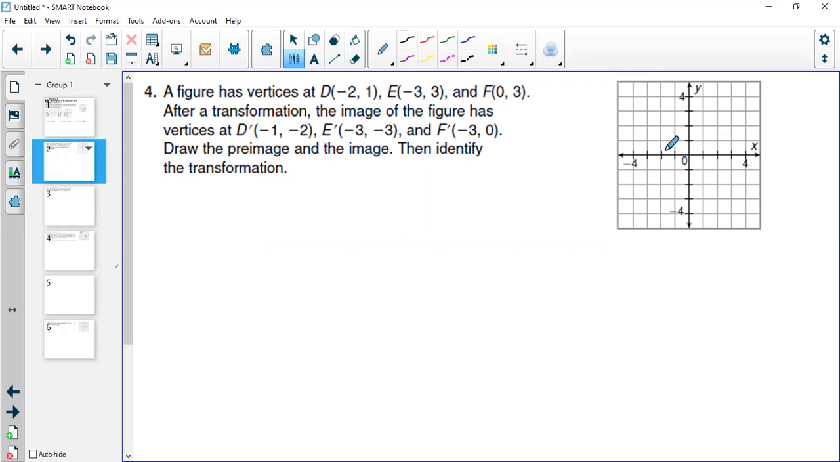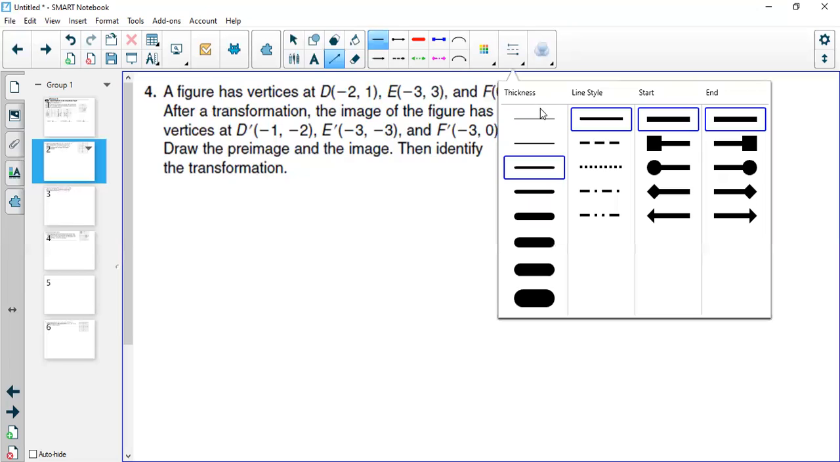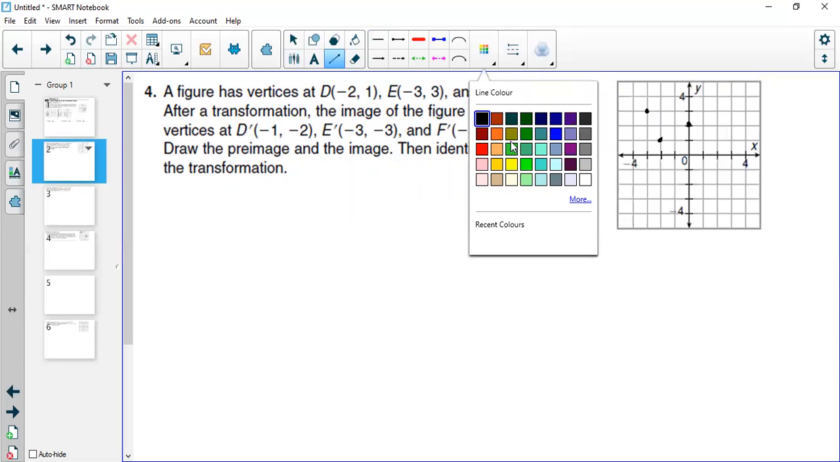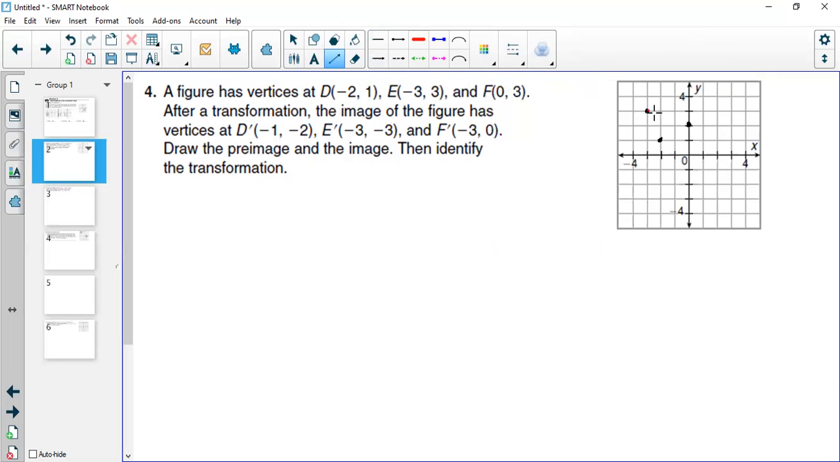So D is negative 2 and 1. So negative 2 and 1 is here. This is D. Then E is negative 3 and 3, negative 3 and 3 here. And then we have F, which is 0 and 3. So 0, 3 is here. So all I'm going to do is join the coordinates now. So let me take a different color. If you have done it with a pencil, that's perfectly fine. I'm doing it so that you can differentiate the image and the pre-image. So this was for D, E, and F, right? So let me write it down.